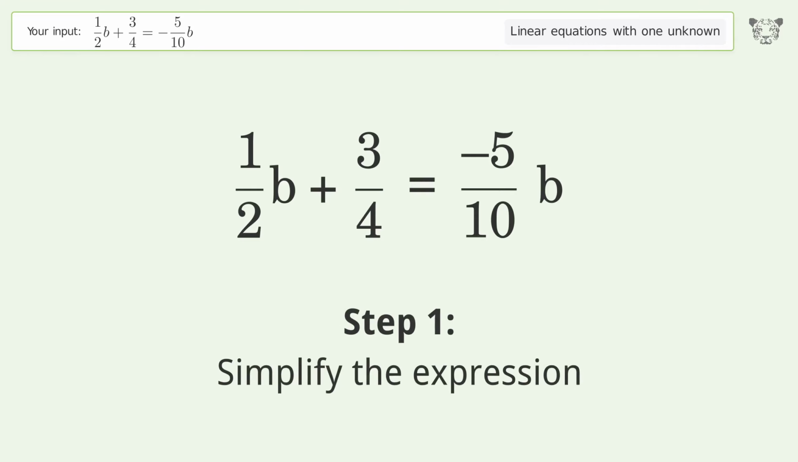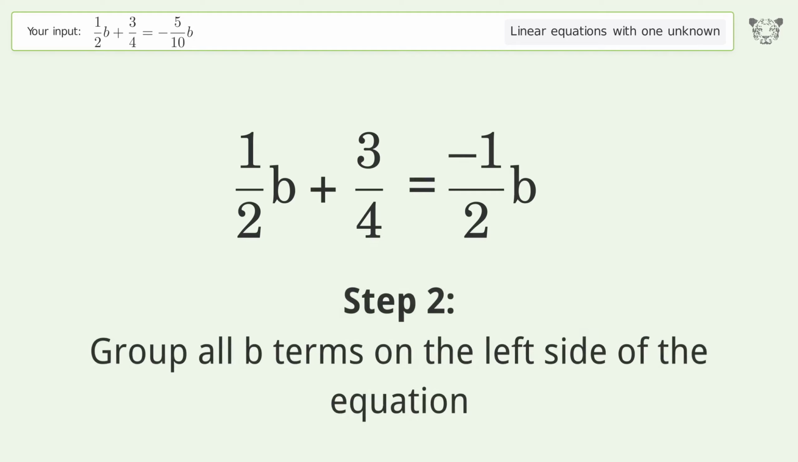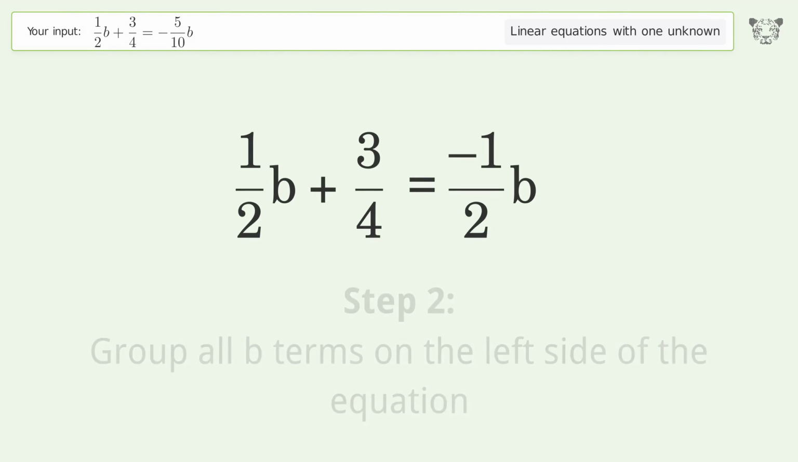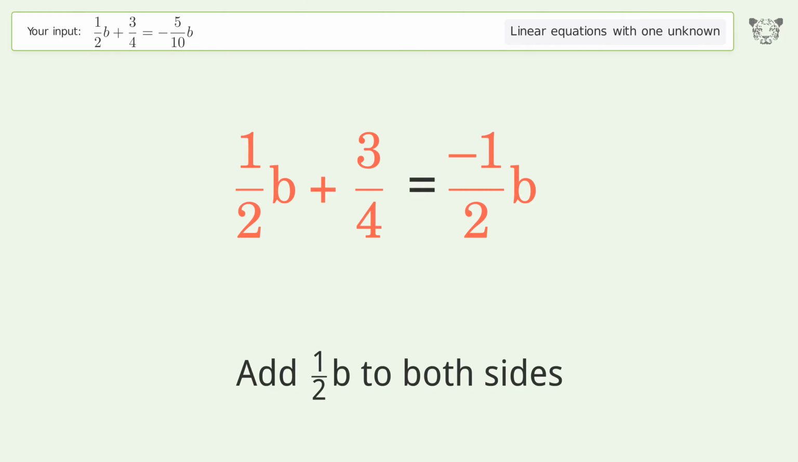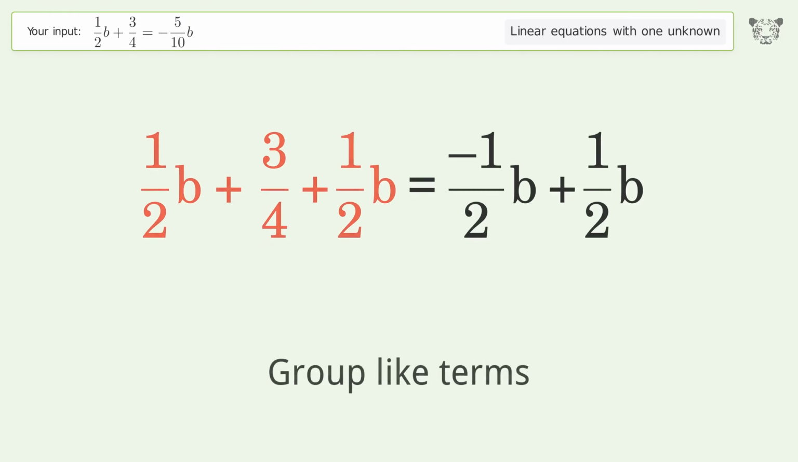Simplify the expression. Combine like terms. Group all b terms on the left side of the equation. Add 1/2b to both sides. Group like terms.